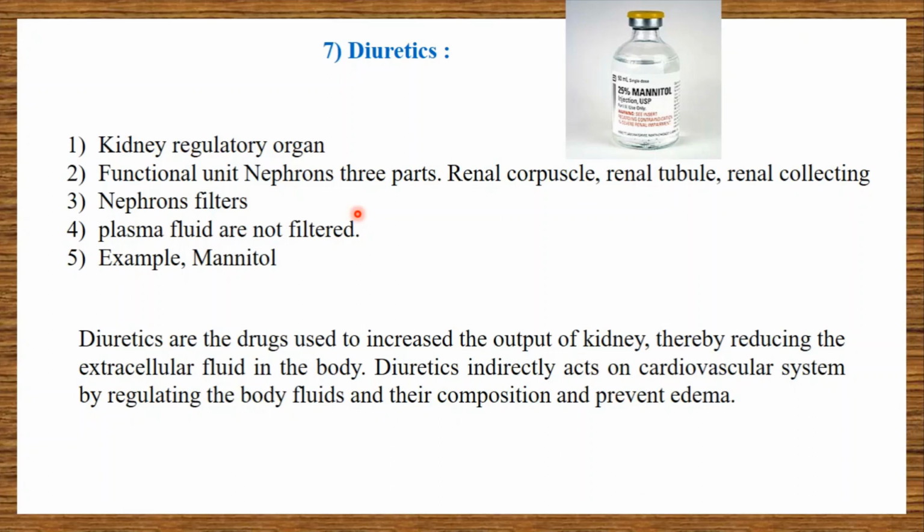out of which 99% of the filtrate is reabsorbed and 1% is excreted as urine, which contains urea, uric acid, and some electrolytes. So diuretics, these are the drugs which are used to increase the output of the kidney.